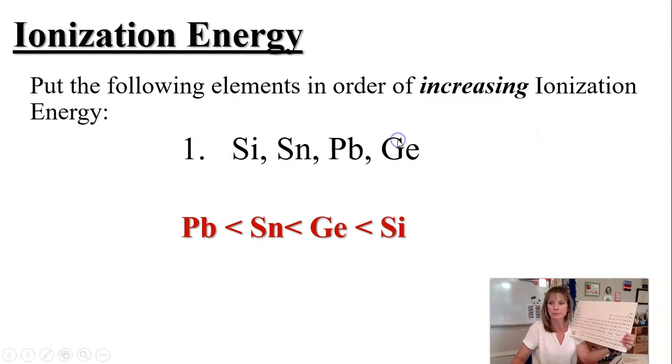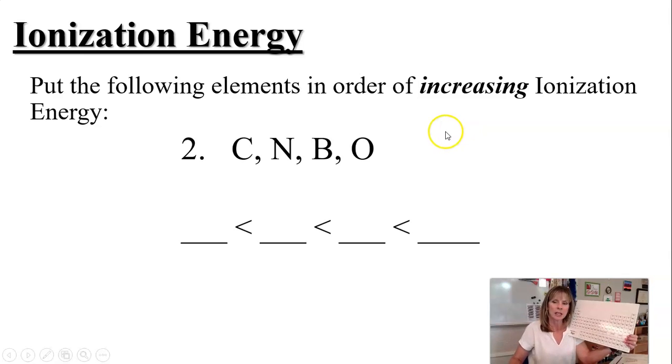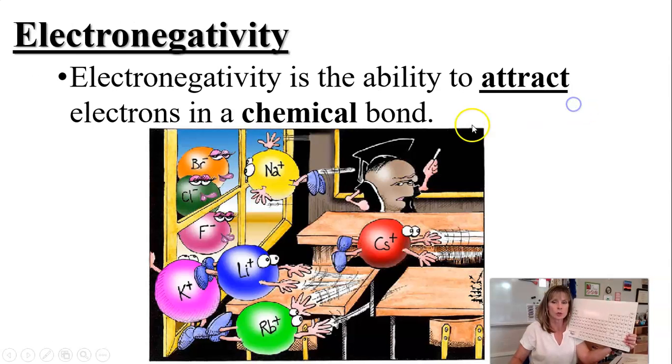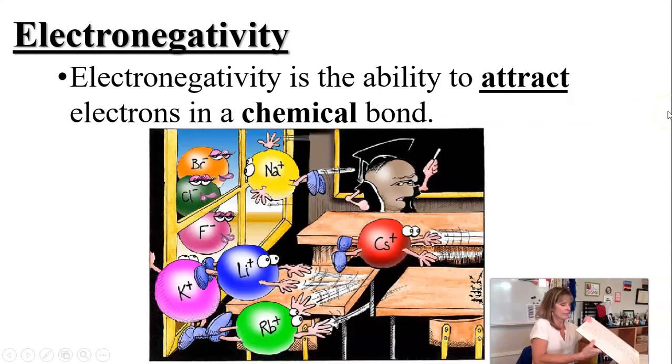Let's see if I'm right. Yep, I was right. How about this one? Carbon, nitrogen, what else? Boron and oxygen. Okay, ionization energy increases that direction. So that means if I'm moving this direction, ionization energy increases. So boron, carbon, nitrogen, oxygen would have the greatest ionization energy. Yep, told you.